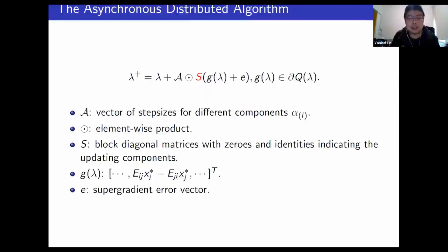As I said in the previous slides, this one can be derived from minimizing a cost function locally and communicating with agents' neighbors. And here the vector E is some supergradient error vector. Since our supergradient is derived from minimizing some functions and communicating with others, it's inevitable that we may incur some errors. So this E is just some error vector that may come from quantization or not being able to minimize the functions exactly, etc.